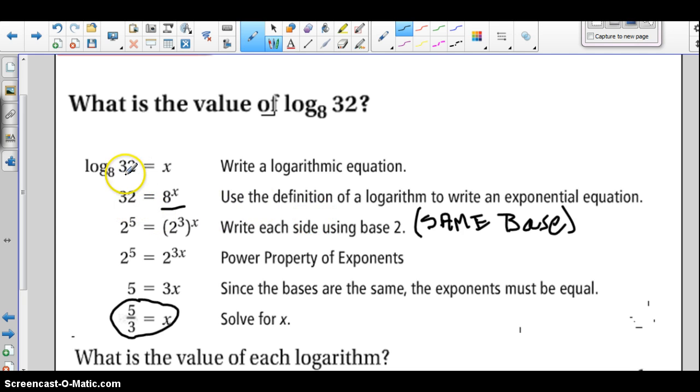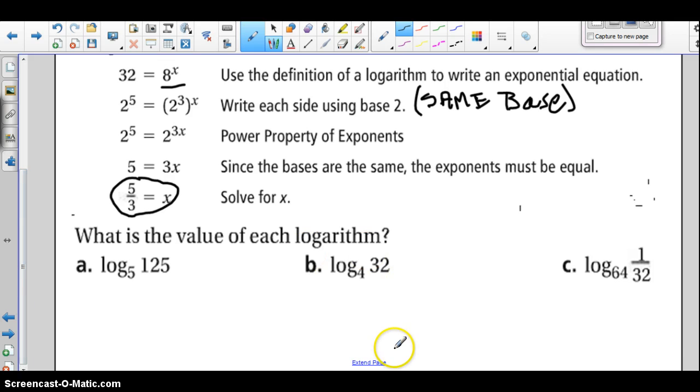Again, they went ahead and rewrote this from a logarithmic to an exponential expression, 8 to the x equals 32. Then rewrote each value so that the bases were the same. Then set each exponent equal to each other. Then solve for x.